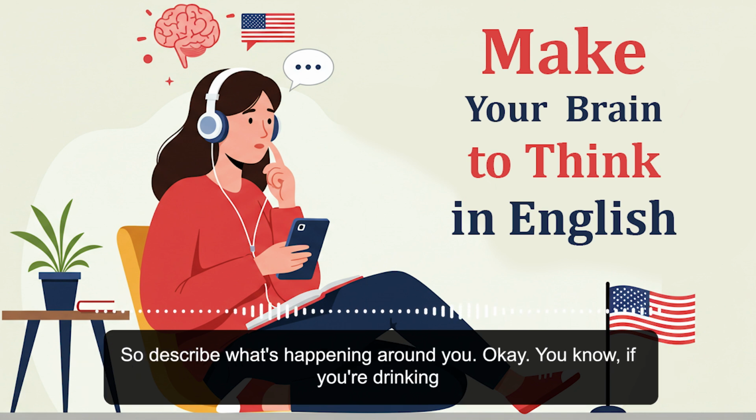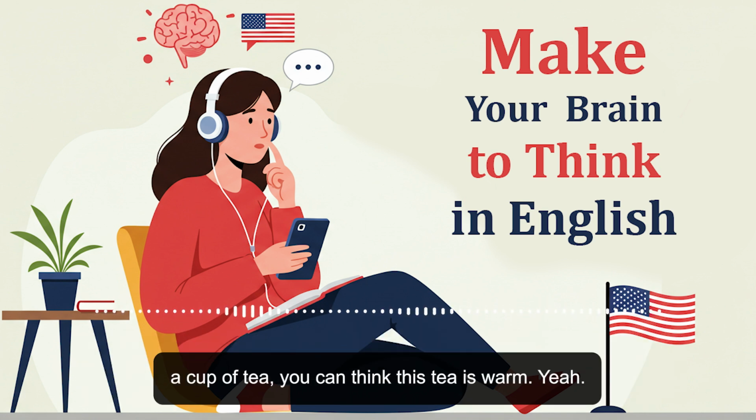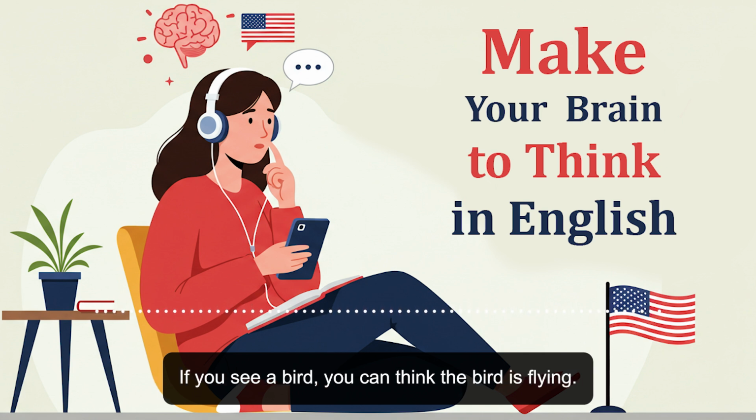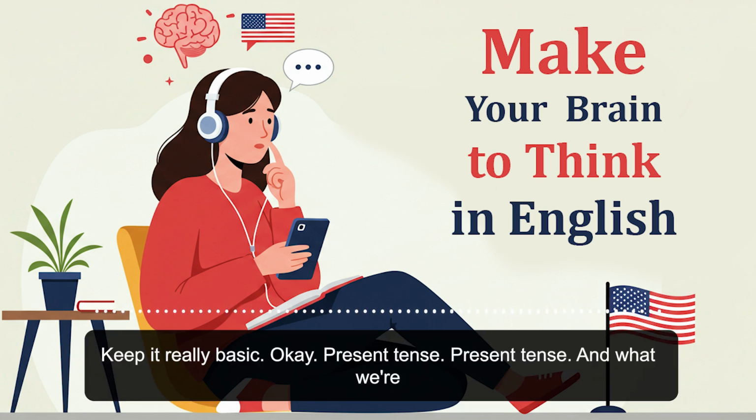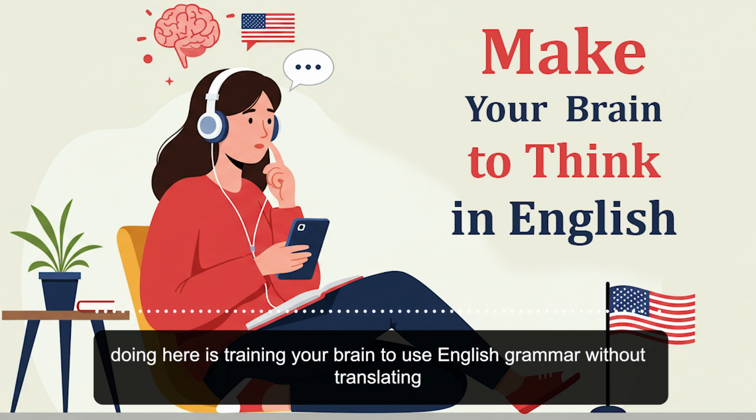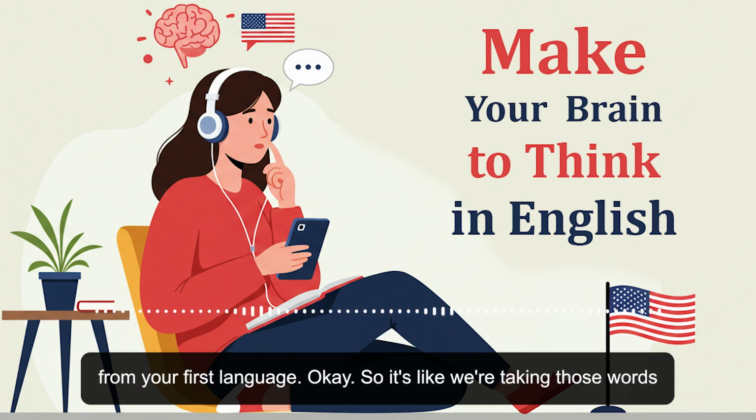So describe what's happening around you. If you're drinking a cup of tea, you can think "this tea is warm." If you see a bird, you can think "the bird is flying." Keep it really basic. Present tense. And what we're doing here is training your brain to use English grammar without translating from your first language.